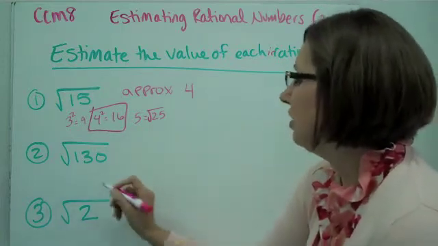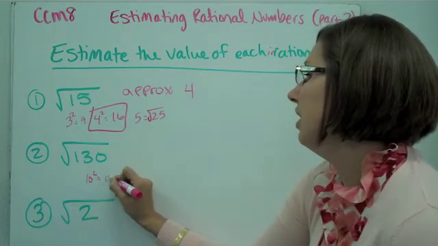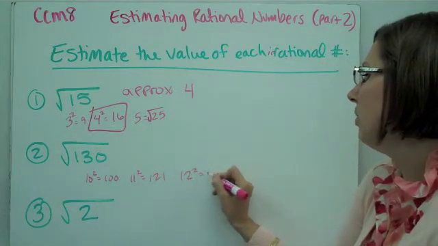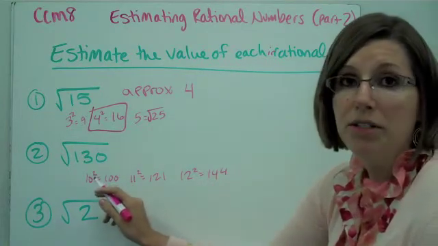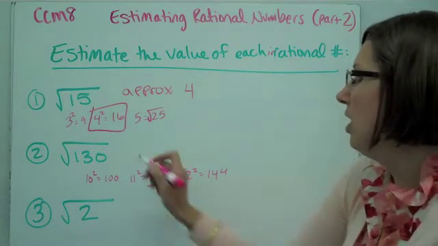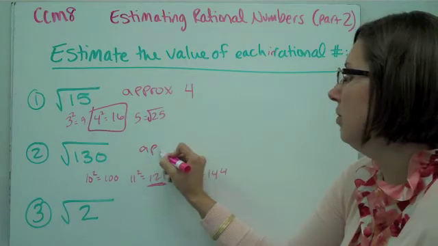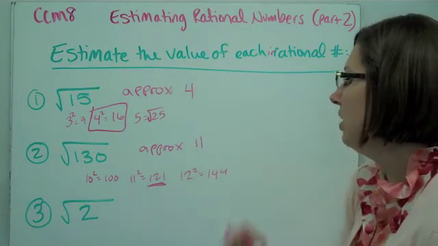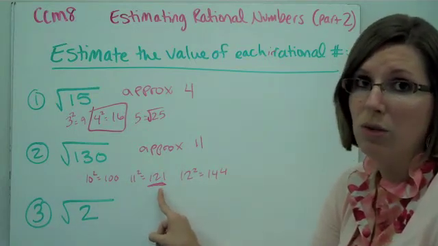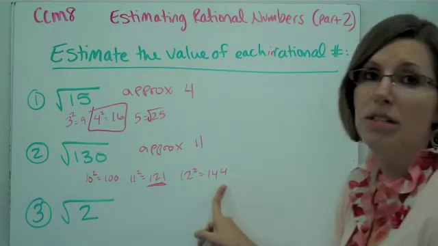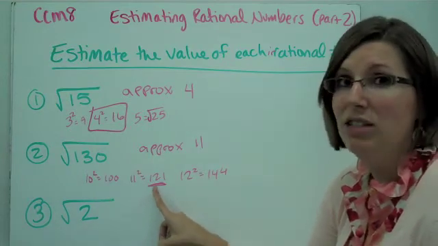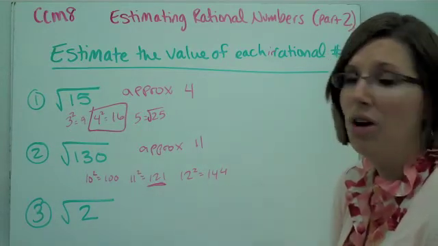Well, we're in the hundreds. So 10 squared is 100. 11 squared is 121. 12 squared, 144. The number 130 is actually closer to the number 121. So this square root is approximately 11. 130 is only 9 units away from 121, and it's 14 units away from 144. Therefore, the square root of 130 is approximately 11. It's closer to 11 than it is to 12. So that's how we get that.